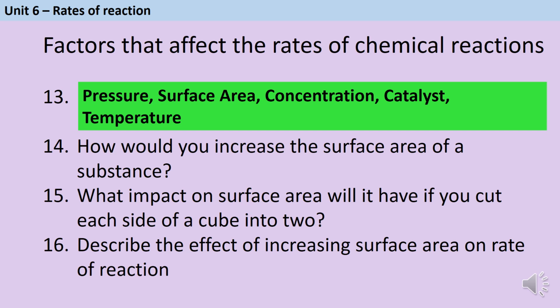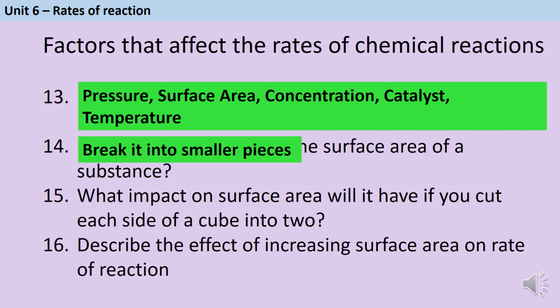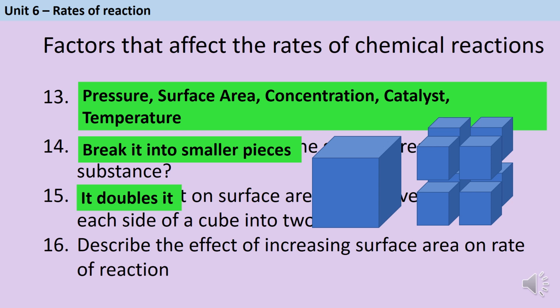To increase the surface area of a substance, you're going to break it up into smaller pieces or maybe grind it into a powder. If you have a cube and you cut each side of that cube into 2, so you cut the length in 2, you cut the width in 2, and you cut the height in 2, you will double the surface area, a bit like this.